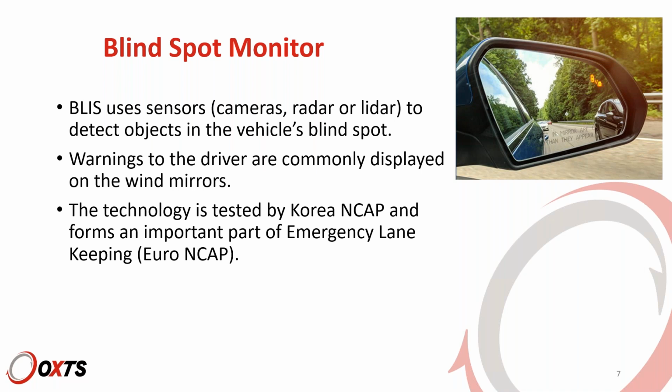So when you might be changing lanes into them, that's why you would generally have camera, radar, lidar, different systems using different sensors, but some sensor that can detect an object is there, and then give the driver a warning, which is usually just displayed in the wing mirror. They can see that, realize that there's a vehicle there, a hazard, and not steer into their path. Blind spot monitoring itself isn't actually that commonly tested as a standalone protocol.